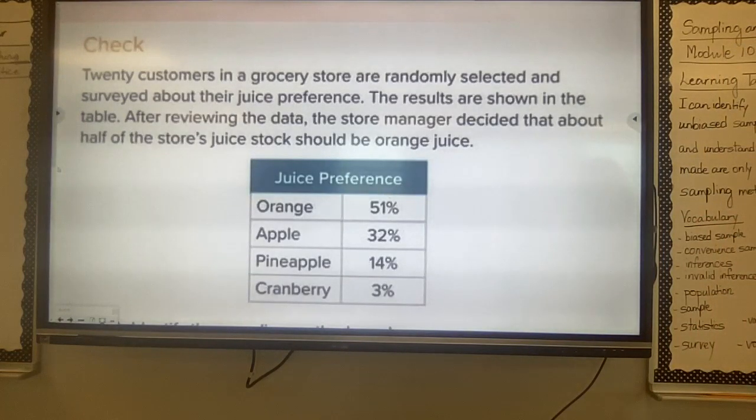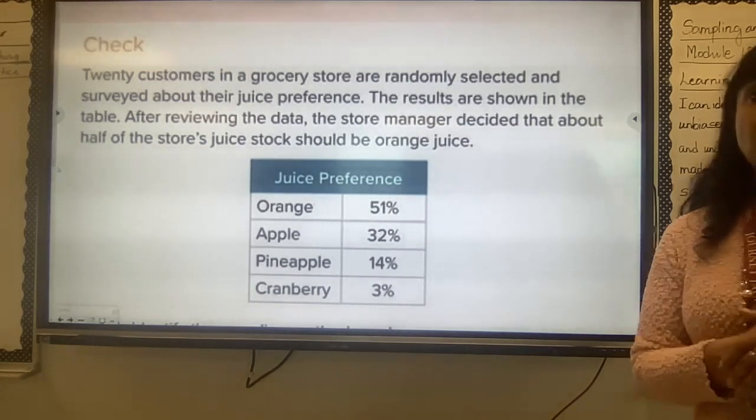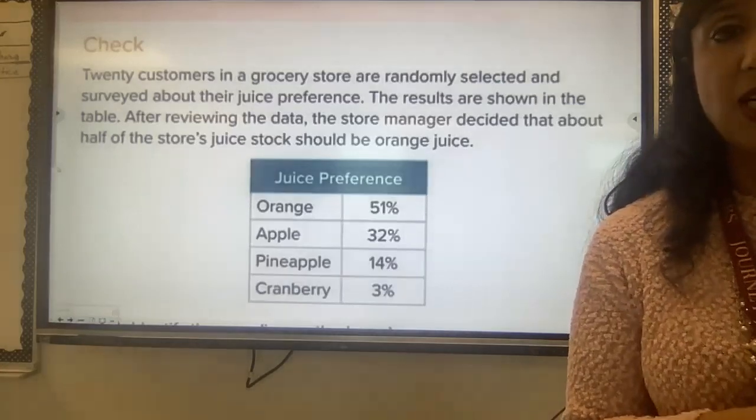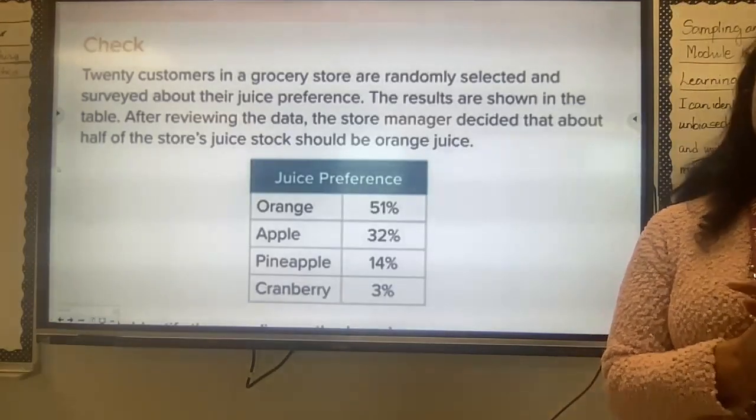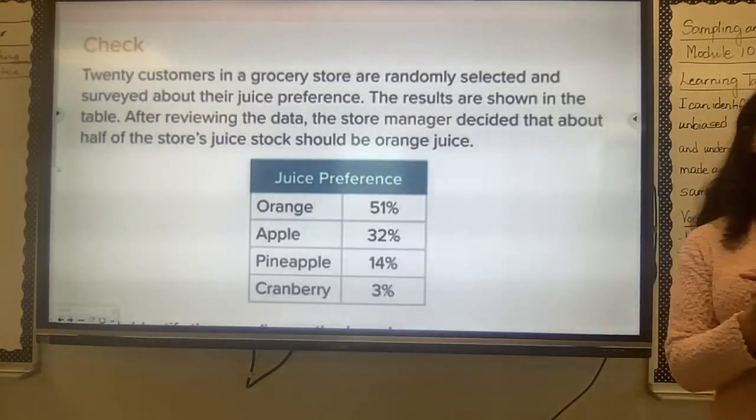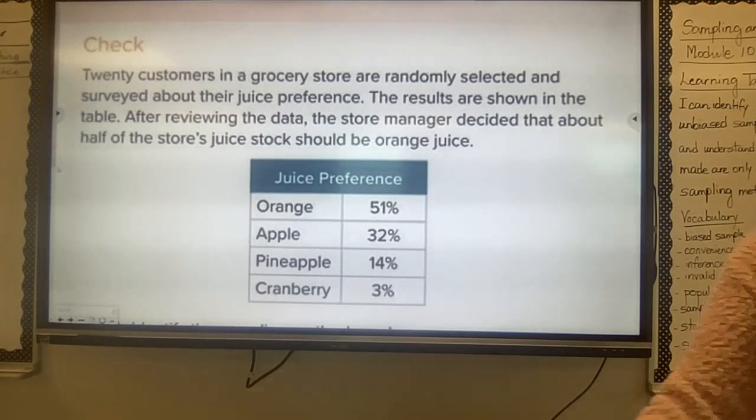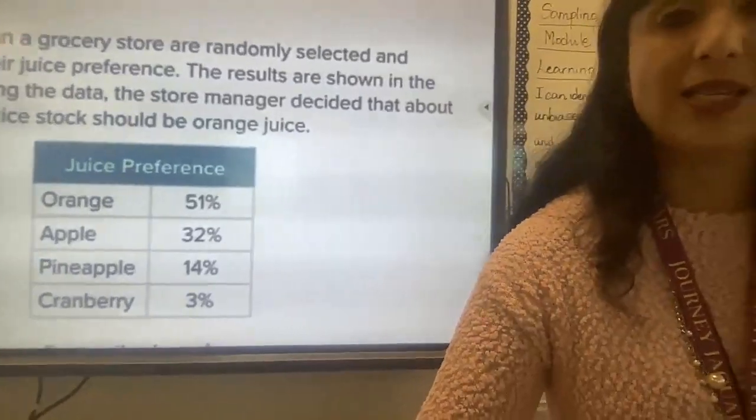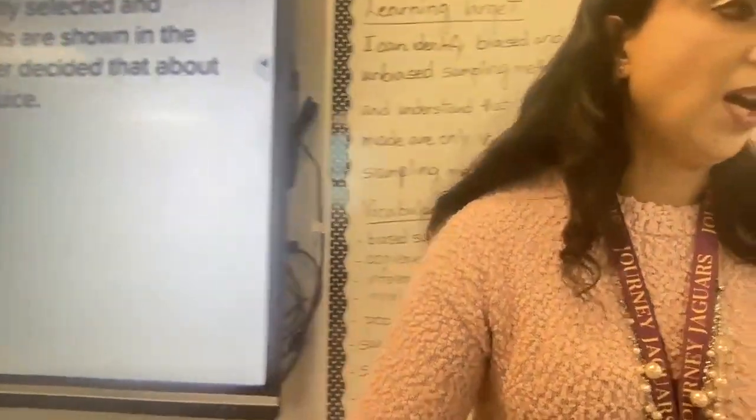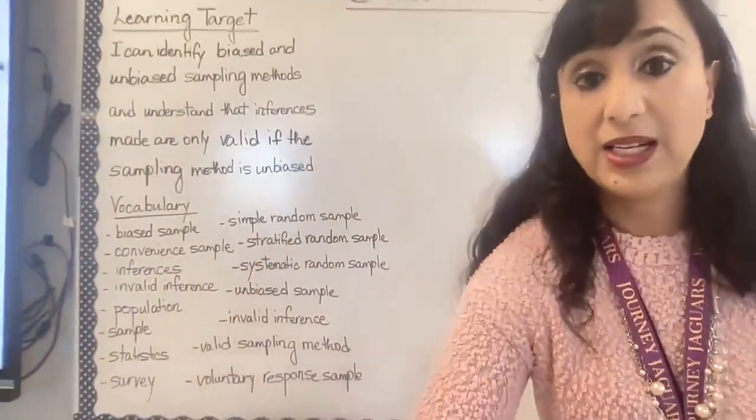So this is definitely a simple random sample, and it is valid. The inference is valid because they are randomly selecting this. 20 customers are randomly selected, so therefore this is an unbiased sample. And is the inference valid? Yes, because it is unbiased, it is definitely going to be a valid inference.